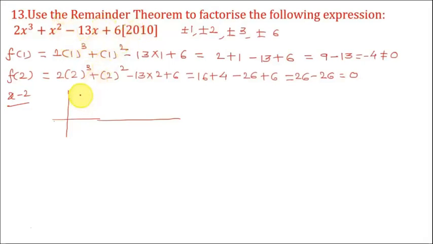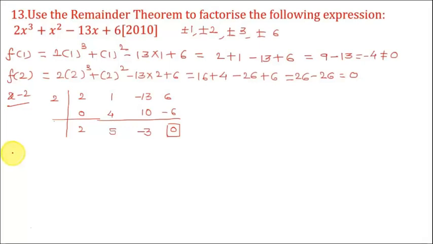Therefore we will take their coefficients. The coefficient of x cube is 2, then 1, minus 13, and 6. Now write here 2, 0. 2 plus 0 is 2. 2 into 2 is 4. 1 plus 4 is 5. 5 into 2 is 10. Minus 13 plus 10 is minus 3. Minus 3 into 2 is minus 6, and overall there is a 0.